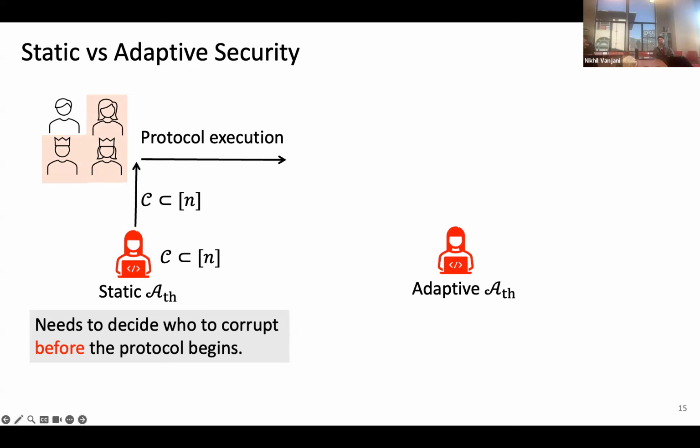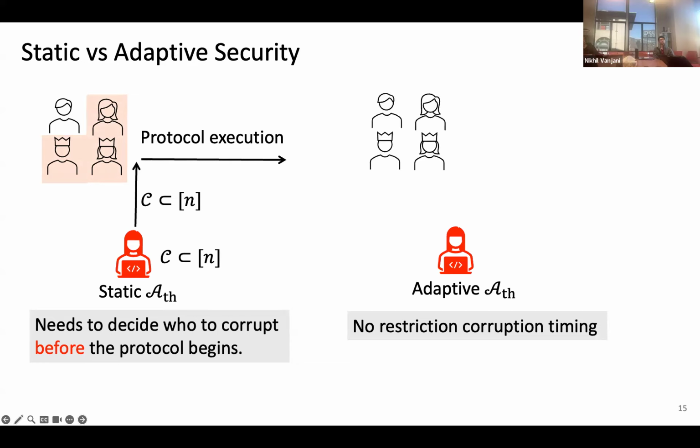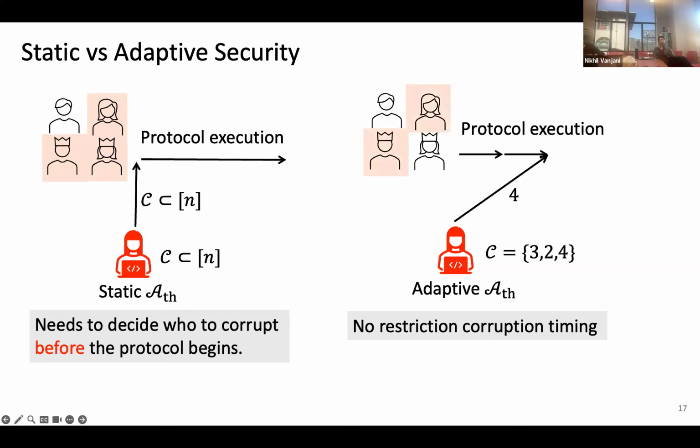We have this alternative adversary model, adaptive, where there is no restriction on corruption time. Adversary can decide to corrupt anytime it wants. So pictorially, if we have a set of nodes, adversary may start with just corrupting one node and see how the protocol is making progress, and then decide to corrupt one more, and so on and so forth.